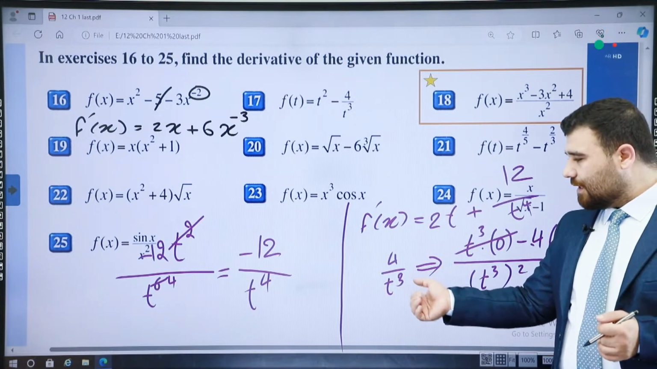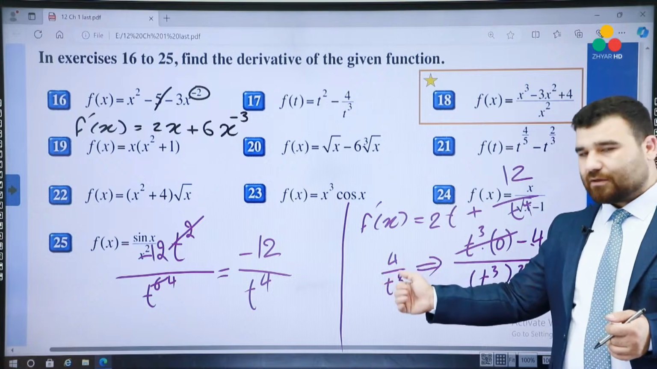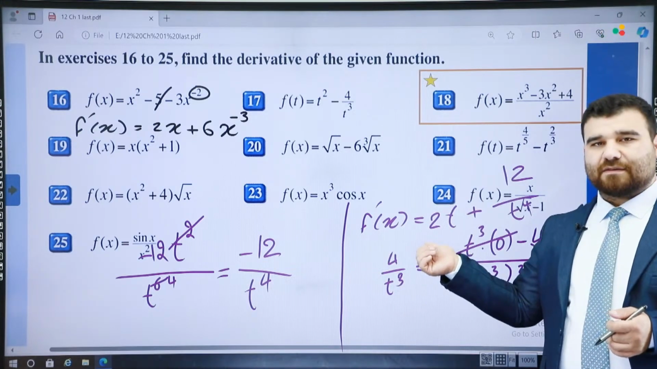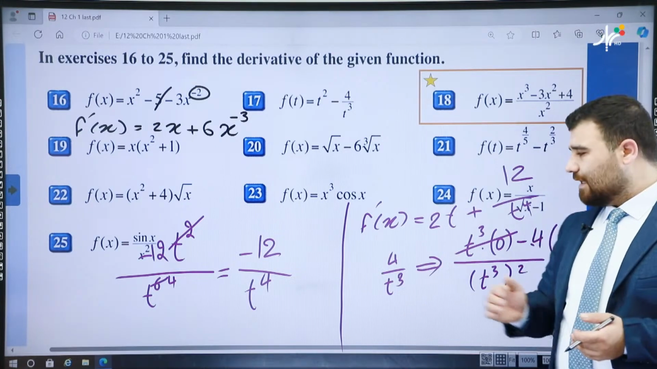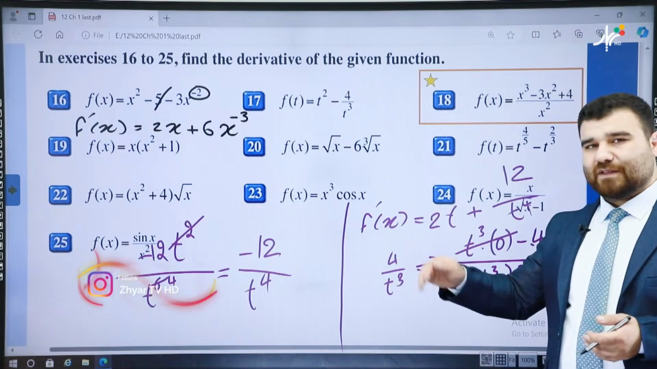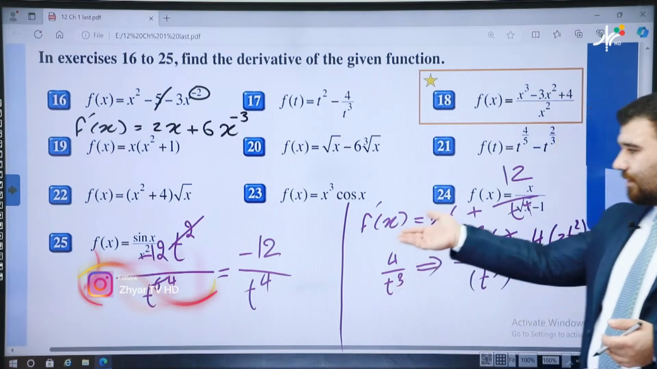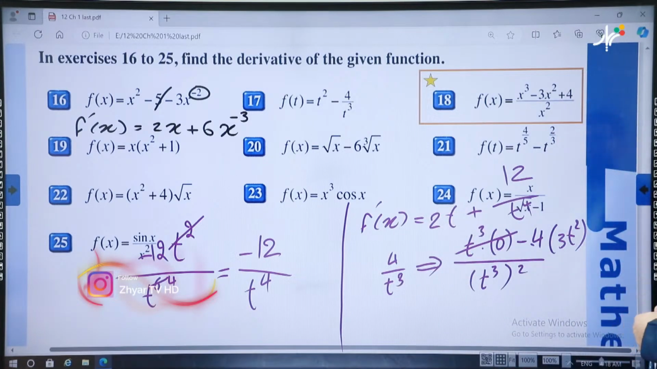If you want to use the idea, the rewrite of this will be 4 t power negative 3. Then finding the derivative makes it negative 12 t power 4 down. So it will be the same answer.